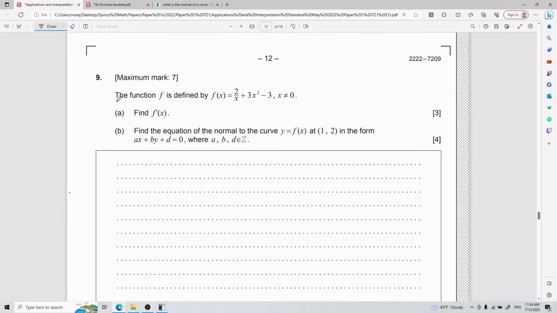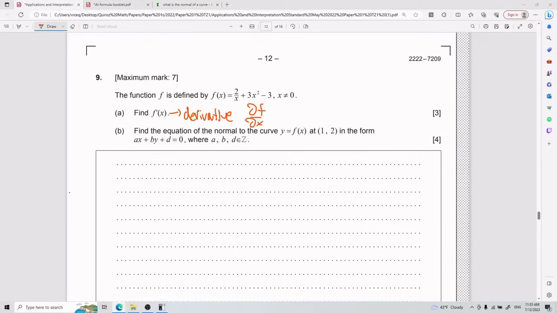All right, and now for number 9, we have that the function f is defined by this whole thing. Part A, find that. What is that? When they write it like this, that makes reference to the derivative. So that is actually the derivative of f. Another way in which you might see it is like that. So it's your function f, doing the derivative with respect to x.